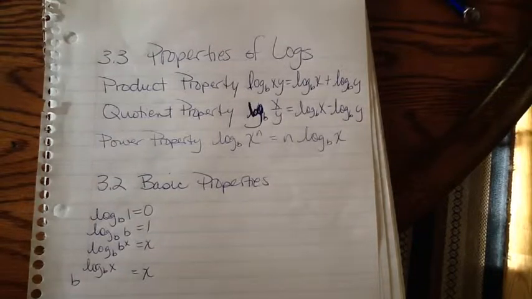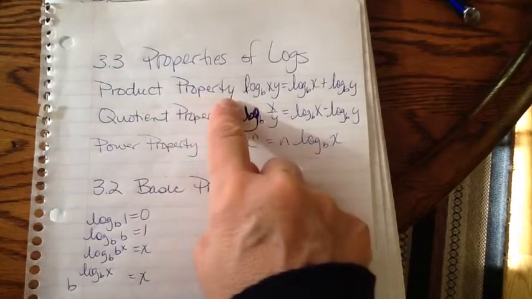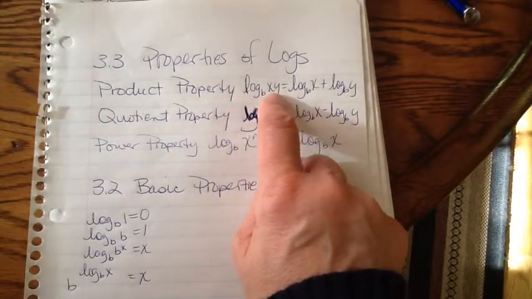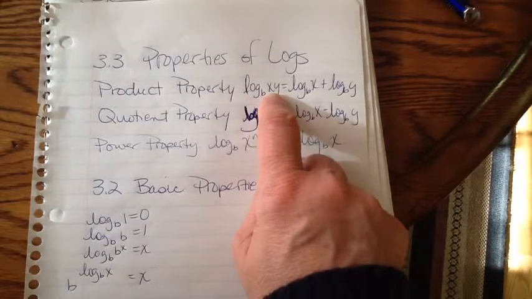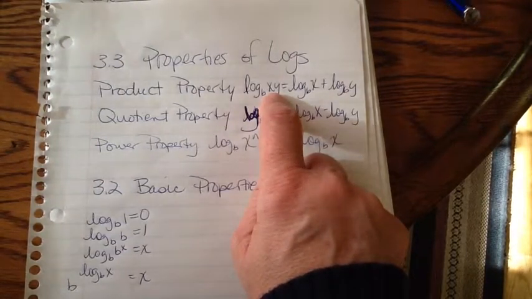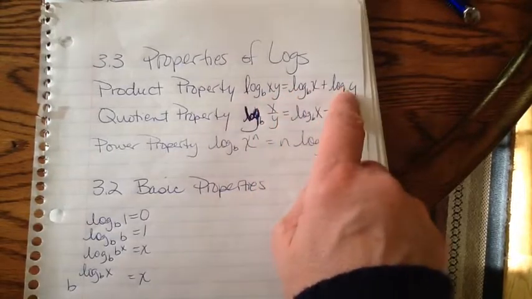Now in 3.3 we are going to talk about properties of logs. And I wrote these down. The product property is the log base b. If the two arguments are multiplied together, remember logs are exponents, and when you multiply two items that have the same base, you add the exponents.